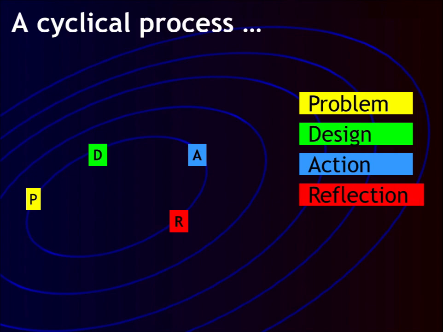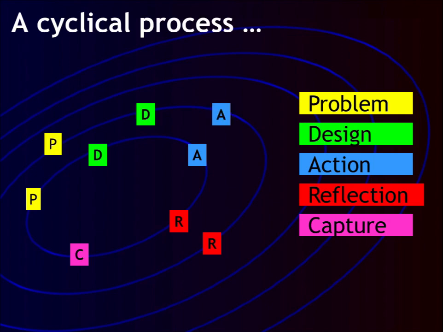Usually in the first cycle of the problem, it's not completely resolved. In fact, quite often, new complications arise. The final step is to capture your learning. If you don't record what you learned, you will forget it and have to reinvent the wheel again and again. Next, you repeat the cycle of problem, design, action, reflection, and capturing your learning. You do this as many times as it takes to solve the problem.